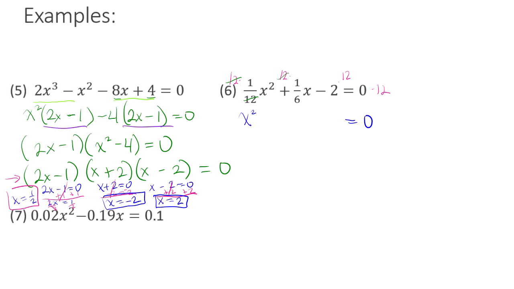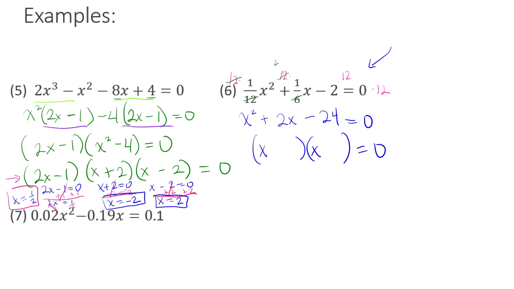Here, 12 over 6 is 2. 12 divided by 6 reduces to 2 over 1, or just 2, so we just get plus 2x. And then here, negative 2 times 12 is negative 24. Okay. All right, so now we have a simple quadratic. So we went from maybe a scary looking fraction-heavy problem to a pretty mundane simple quadratic.